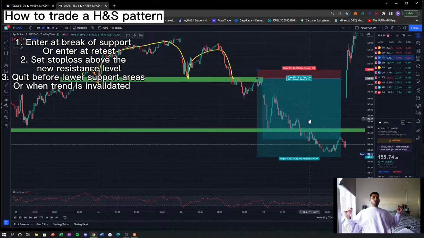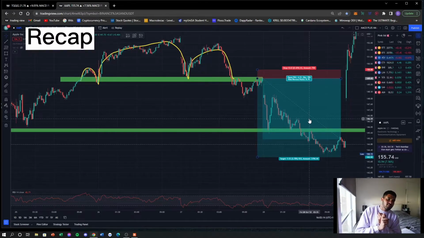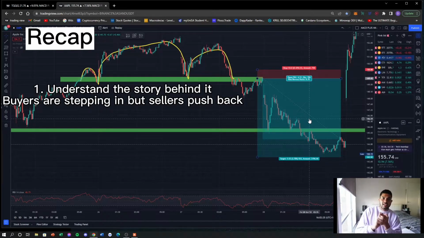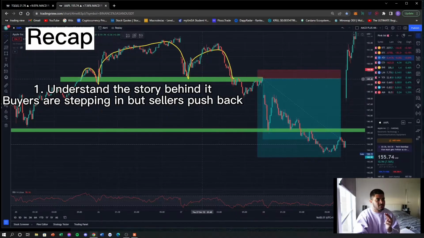Let's just go through a recap. The very first thing you need is a left shoulder, a head, and a right shoulder. Understand the story behind it. The buyers are stepping in, but at the same time the sellers have equal power. So whatever the buyers do, the sellers match it. And on that right shoulder, we can see that the buyers have attempted to make a higher high, but they failed because the sellers were stronger. They pushed it all the way down. It broke that level of support, pushed down, and then on that second turn, that's where I would enter.